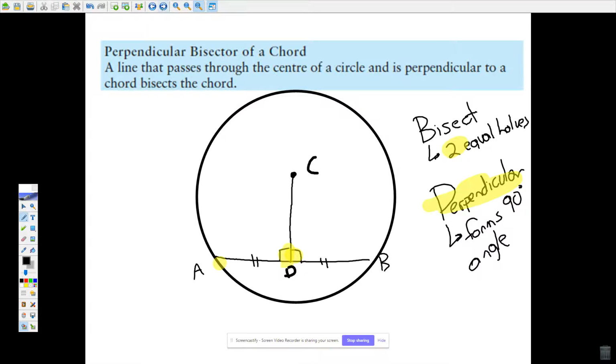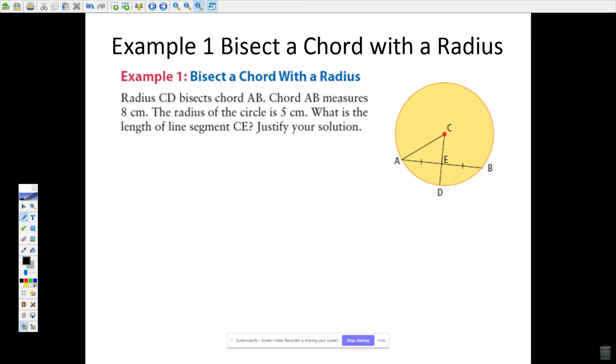Let's look at what that looks like in an example. It says radius CD, here's our radius, right? Bisects AB, which is the chord. The radius of the circle is 5 centimeters. What is the length of line segment CE? So we're looking for this line segment right here. We know the radius right here is 5, and we know this whole thing is 8 centimeters.